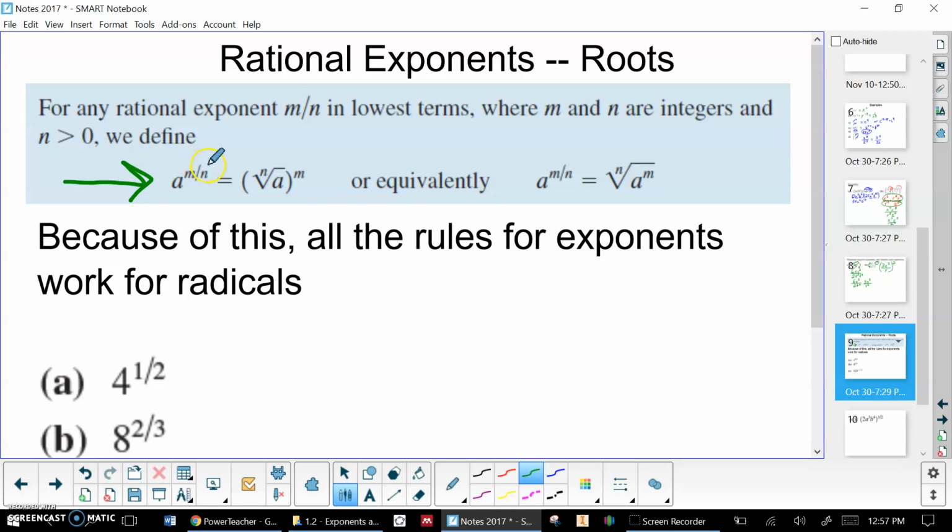A to the m over n is the nth root of a raised to the m power, or a to the m power and then take the nth root. The order actually doesn't matter at all. And so use it to your advantage. Whichever way is easier, use it.